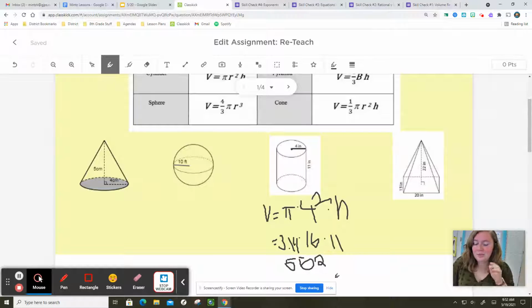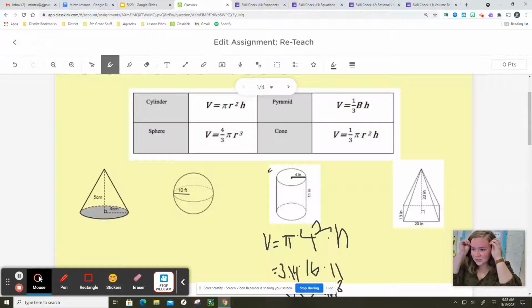Now, the important thing, our units here are inches. So whenever we do volume, our unit is always cubed, not squared, but cubed. So our volume here is going to be 552 inches cubed. So we're going to have a little baby 3 next to our inches. Okay? So that's just how to solve a cylinder. And now we can do the same thing for the rest of these shapes.